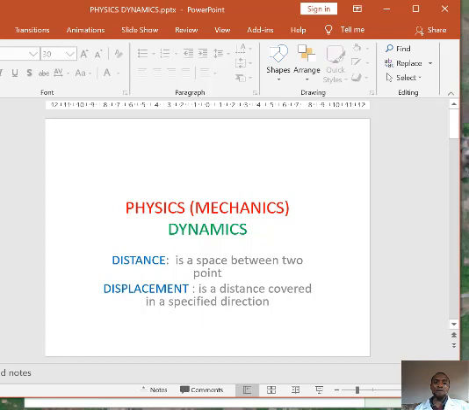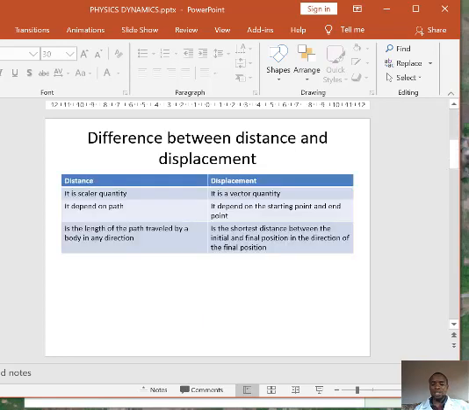And that is why we have the difference between the two of them, distance and displacement. First of all, we said distance is a space. So for that reason, it's a scalar quantity, meaning it has a magnitude but no direction. While displacement is a vector quantity, meaning it possesses both the value and the direction. Then distance depends on path, while displacement depends on the starting point and the end point.